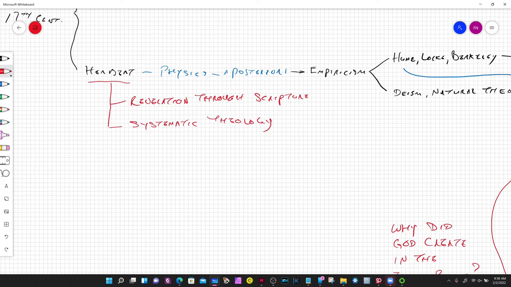So in some sense, the genius of deism and natural theology is that it transfers revelation from scripture to nature. And it transfers systematic theology to a kind of natural science. If we look at the world, we can come to the same conclusion we would have come through either reading scripture or through systematic theology.